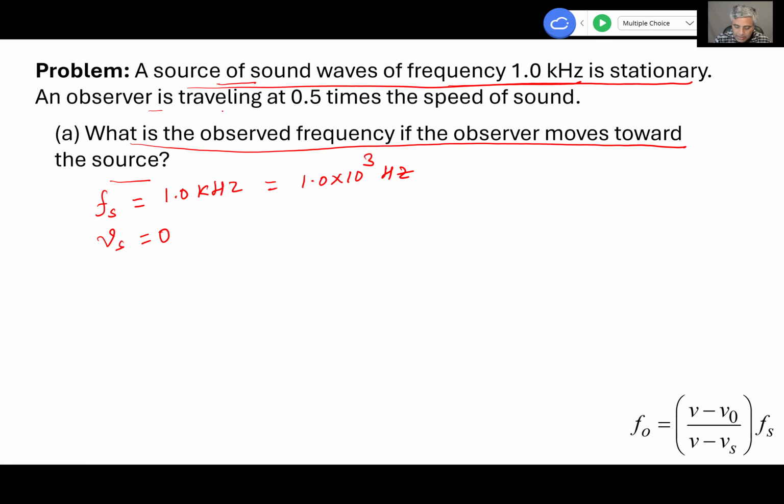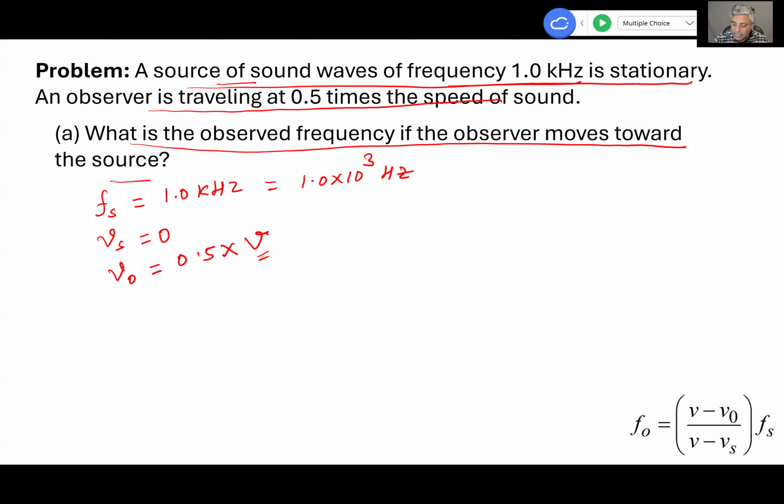So the observer is traveling 0.5 times the speed of sound. So in this case, it looks like moving fast. The observer speed is 0.5 times the speed of sound. We denote that by simply V, okay? Half of the speed of sound. So 0.5 times V. This way we don't have to know the velocity of the sound wave, okay? So now what is the observed frequency if the observer moves towards the source?